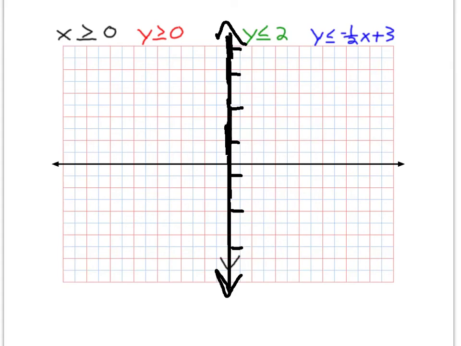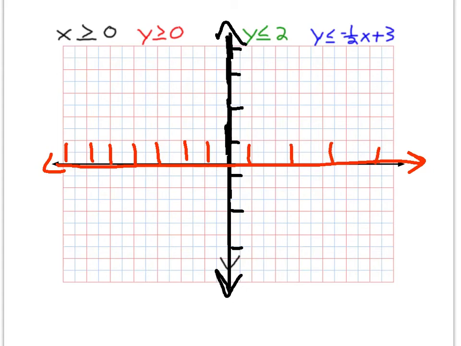Okay, next one, y is greater than or equal to 0. Well, that's a horizontal line where y is 0, so my red line is going to be the x-axis. And it says it's greater than or equal to 0, so that's shading above the line. So far, the only places my combs intersect are up here in this first quadrant. So this is the only possible place we can have solutions.